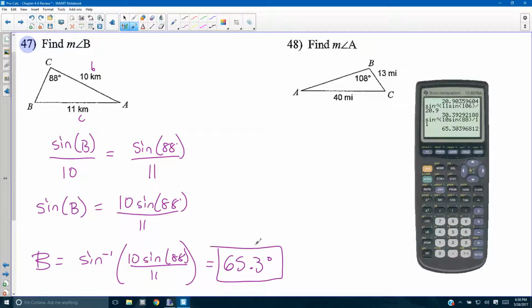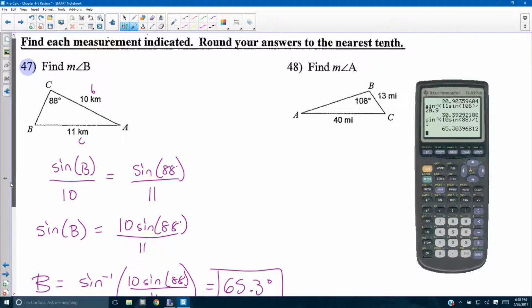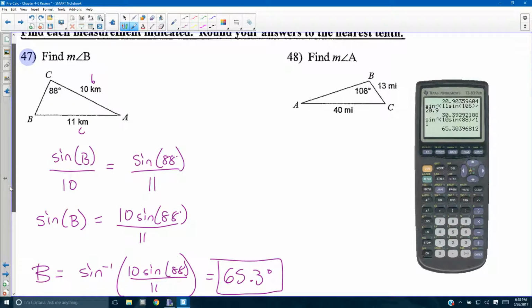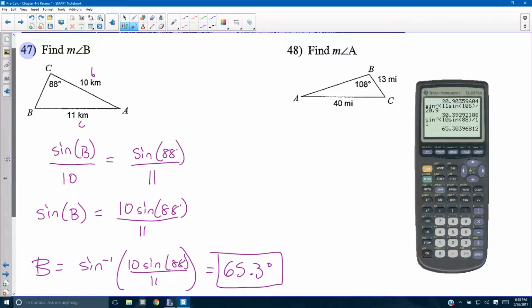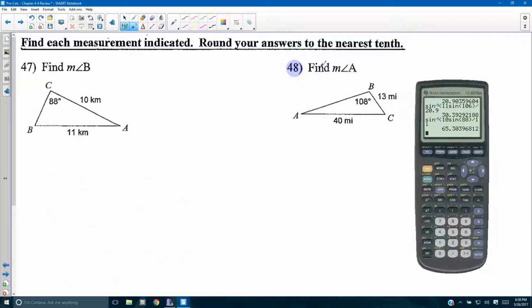And I think that's all they asked for, the measure of angle B to the nearest tenth. Okay, yeah, that's it. So mission accomplished. Number 48, find the measure of angle A.